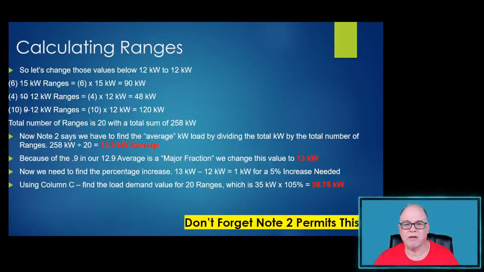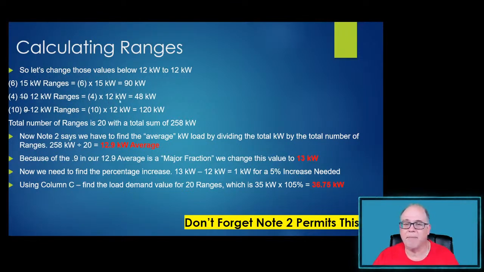So let's see what it is here. Let's work it. So here's what we've got. The 6 15 kW ranges, all right? So 6 times 15 is 90 kW. Now remember those 10s? We crossed it out and we now made it a 12.